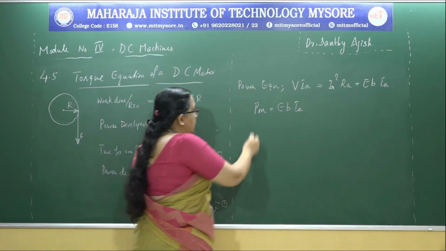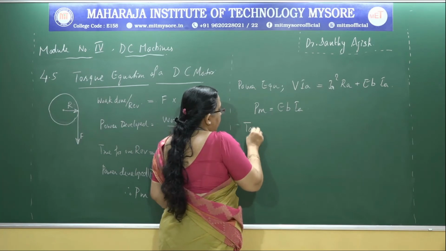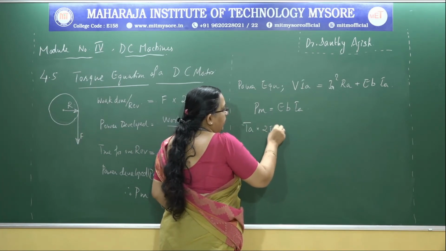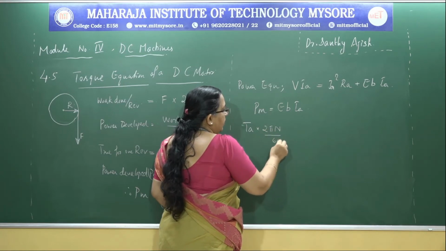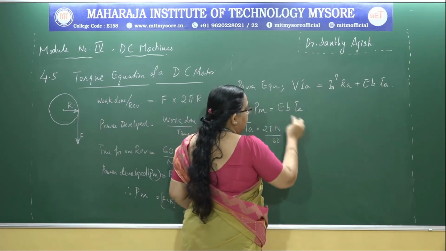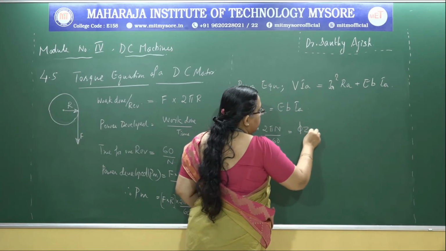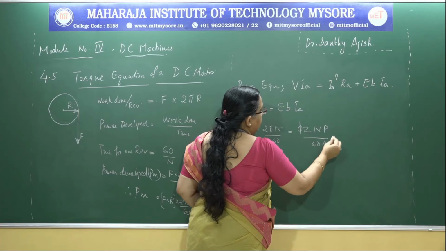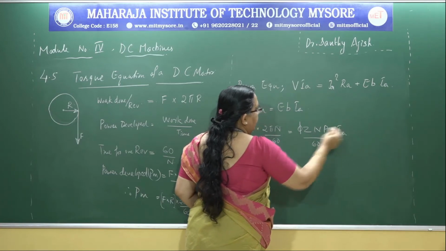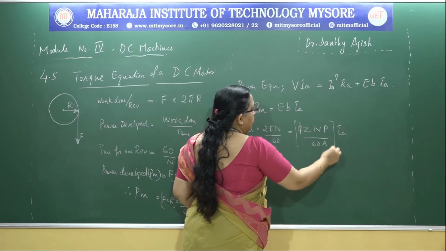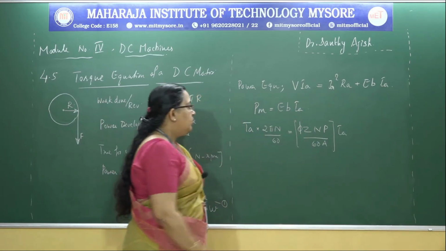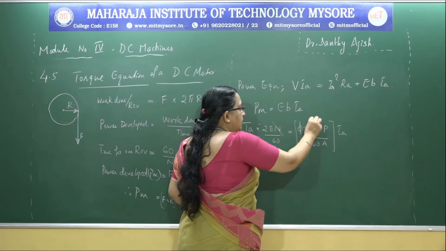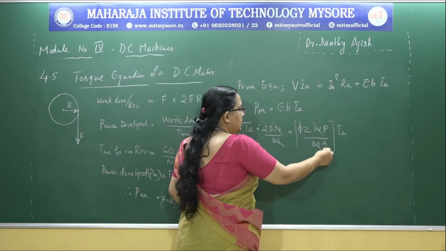So it is TA into omega, or rather I'll put 2 pi n by 60, equals Eb is phi Z n P by 60A into Ia. This total is nothing but Eb. So now if we cancel off the similar terms, we have n here, 60 and 60.